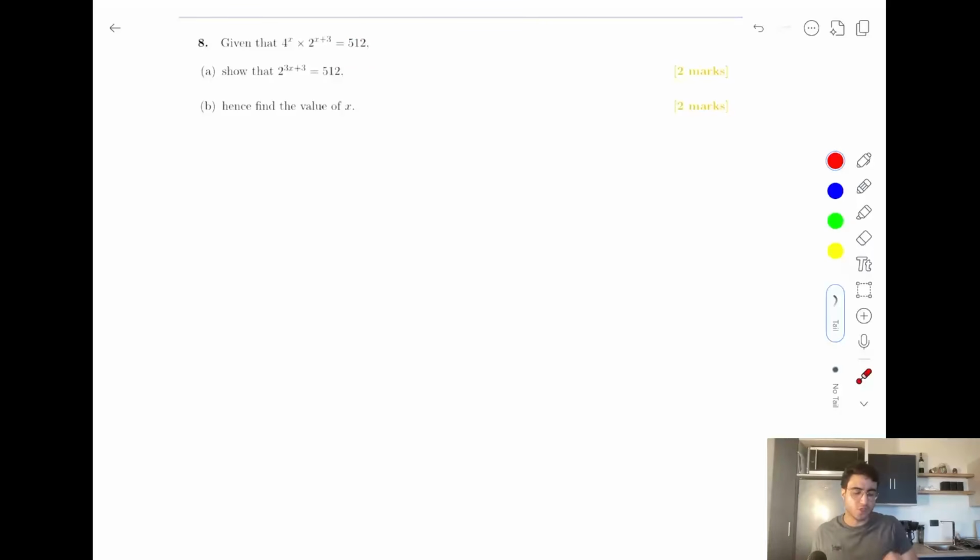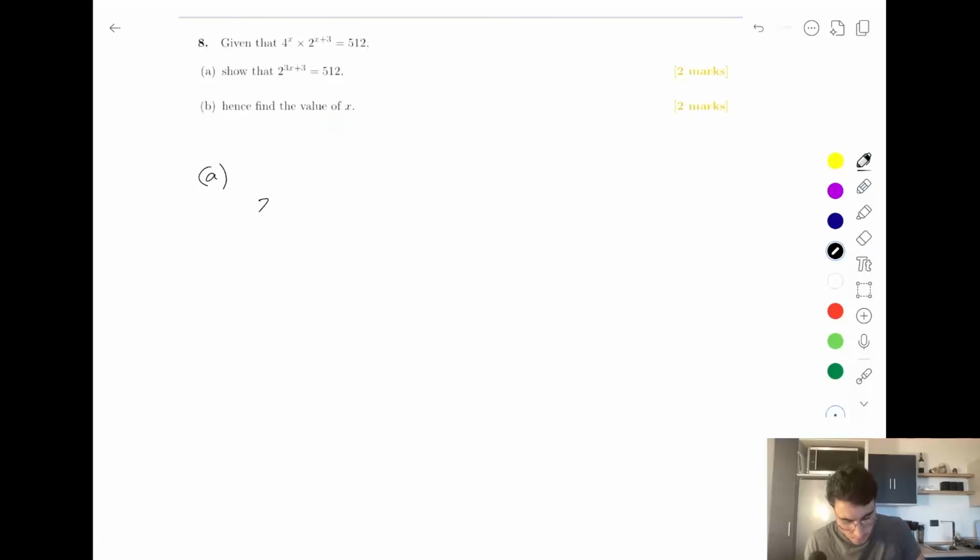We're told to show that 2 to the power of 3x plus 3 is equal to 512. The way we go about doing this, guys, is to say: just like before, can we get these all in the same kind of base? And I think we can. That's going to be for part b at least. This is going to be the starting point.